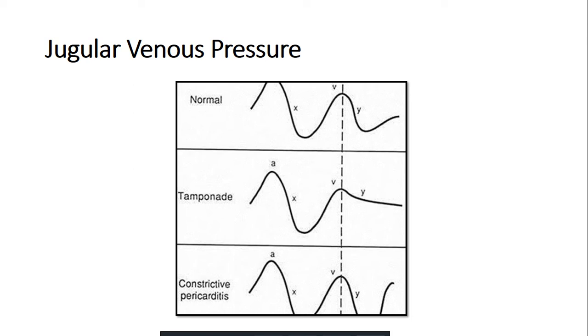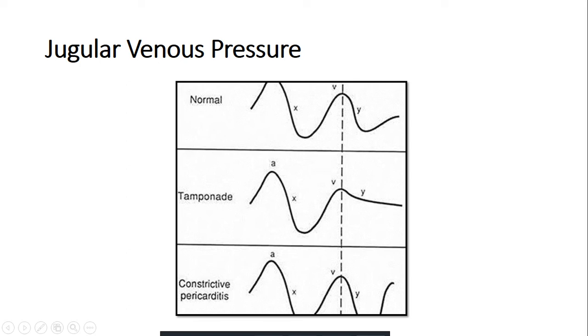So the Y descent will be very shallow because blood cannot go downward from the right atrium to the RV, because of the high pressure inside the RV, because it is compressed from outside by the pericardial fluid. This is tamponade. This is circulatory arrest. It contracts, yes, so it has an X and Y descent, but the patient is shocked because it is not filled. That's why your patient here is shocked, but you have these waves.